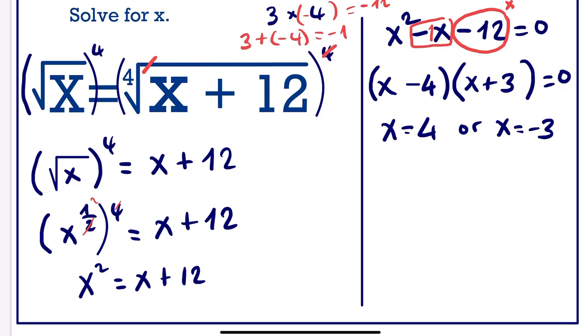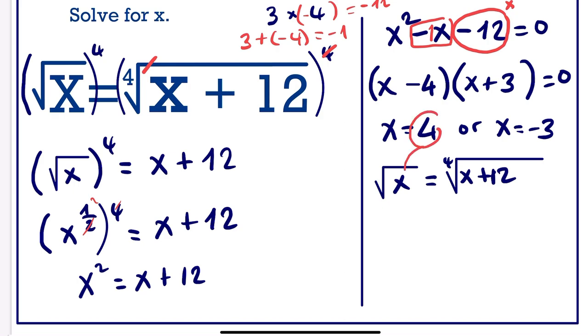So initially our question was the square root of x should be equal to the fourth root of x plus 12. We can check our solution. So if we plug in 4 in the place of x, we'll be left with the square root of 4, which is 2. And if we bring in 4 here, we will be left with 16.